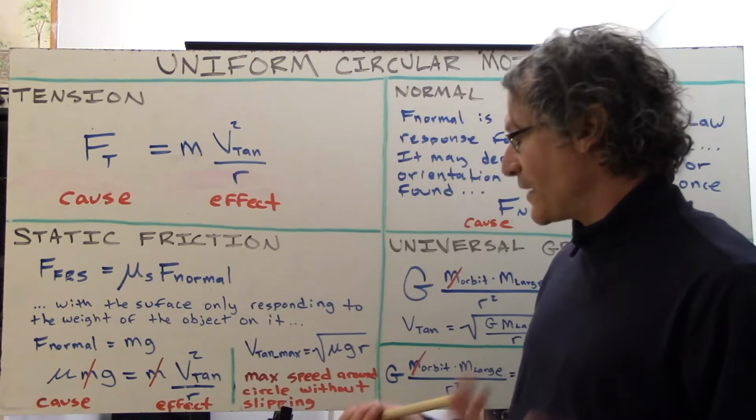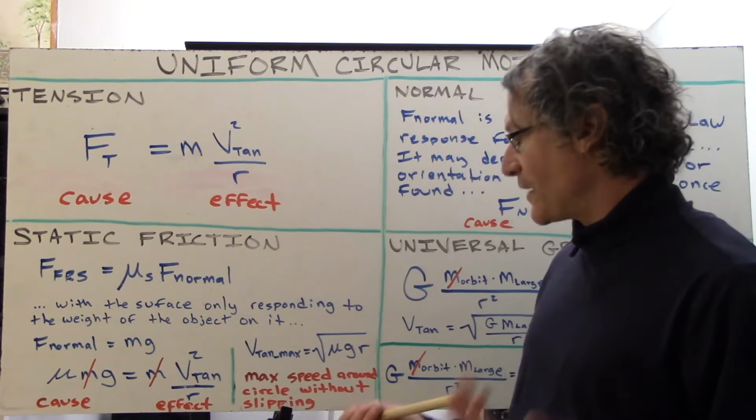So here we go. We've got universal gravitation, G. I call this m orbit, the mass of the thing that's doing the orbiting, like the satellite, for example, or the Moon. M large would be the Earth, maybe, so we'll call that the Earth, over the radius squared. So it's the radius of the Earth squared plus whatever altitude from there. And notice that on this side, we've got m v tangent squared over r. This is the mass of the object doing the orbiting. The masses cancel out.